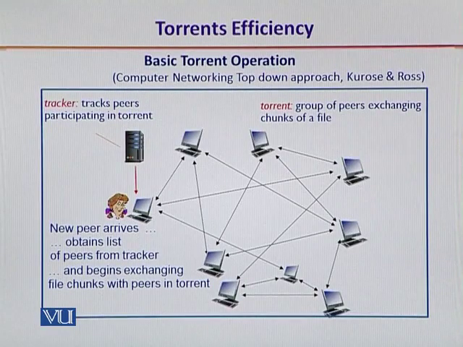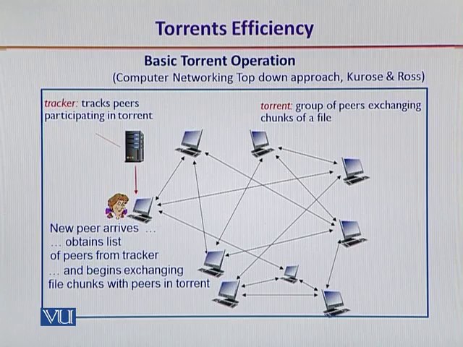Let's first summarize how the torrents work. Two important entities which are central to the operation of torrents are the tracker and the torrent. Tracker is a single entity that keeps track of all the peers which are participating in the torrent. And what is a torrent? Torrent is actually the active or live group of peers which exchange chunks of a file.